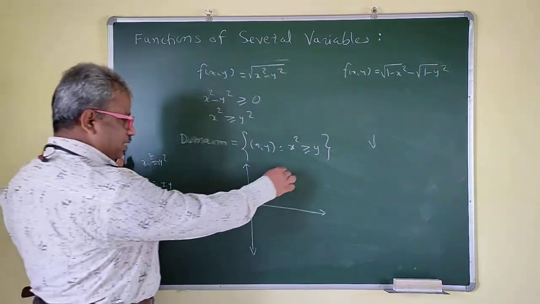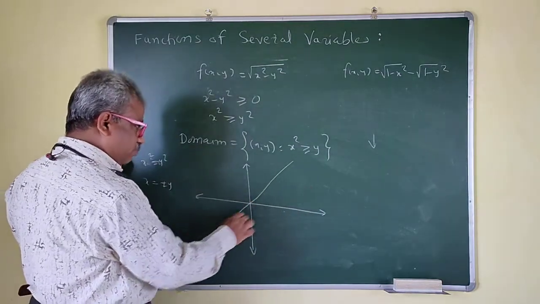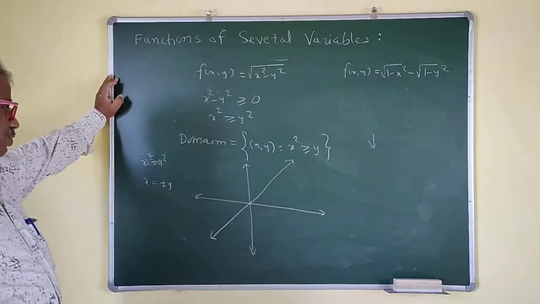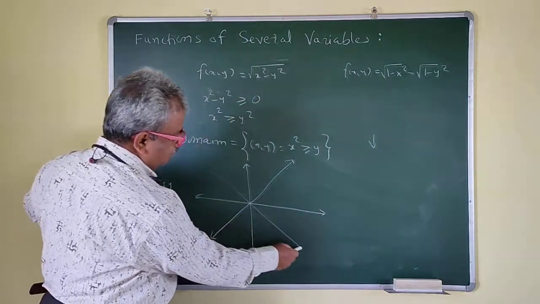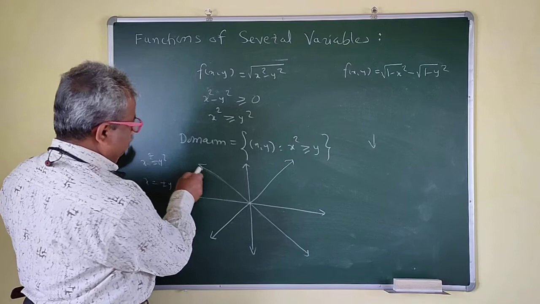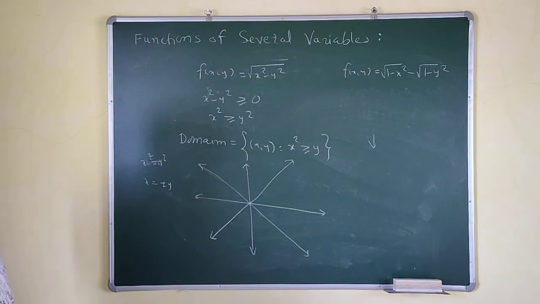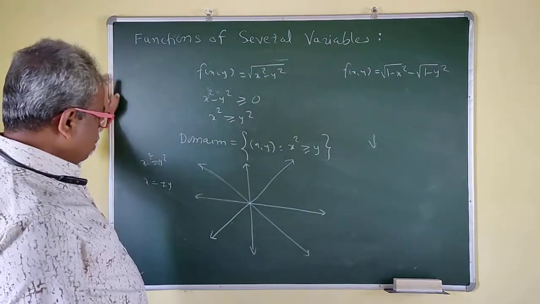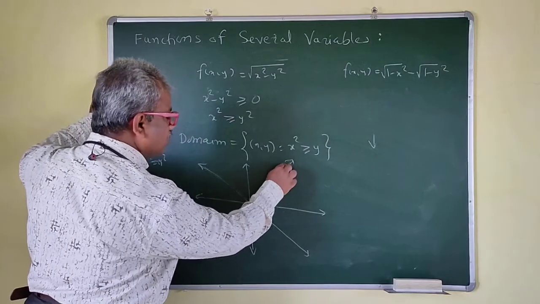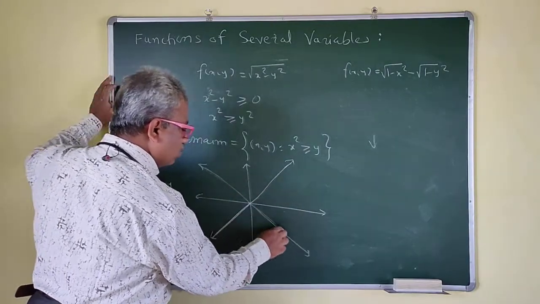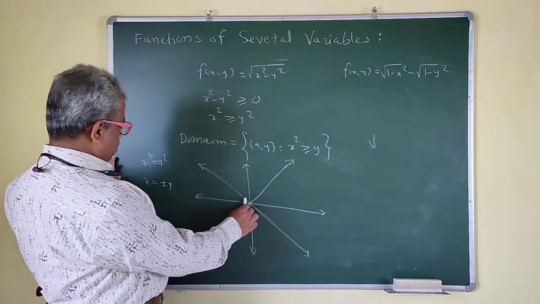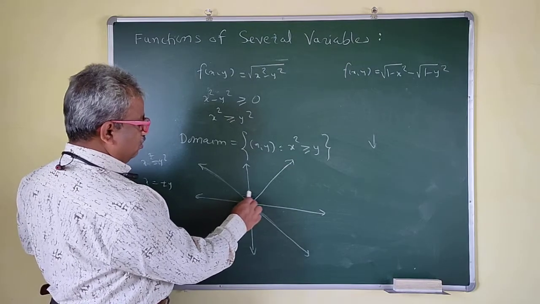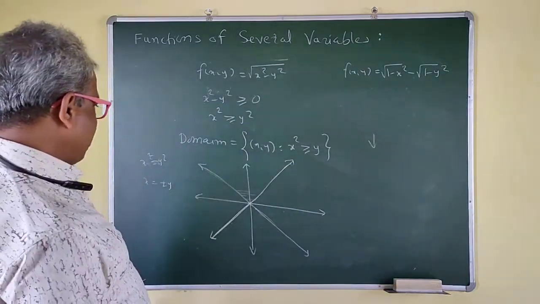So x is equal to y, that is this line, and x is equal to minus y means this line. So which part do we have to take? For this, this line and this line means, which part do we have to take? That means this part we have to take. Is it true?